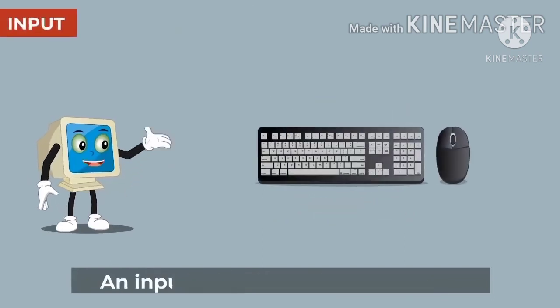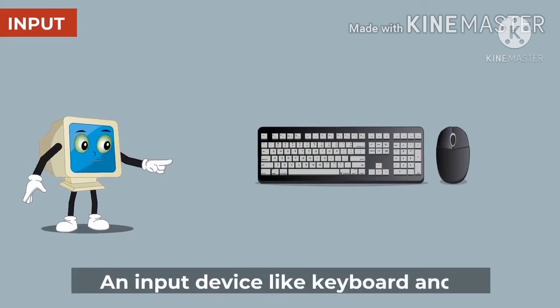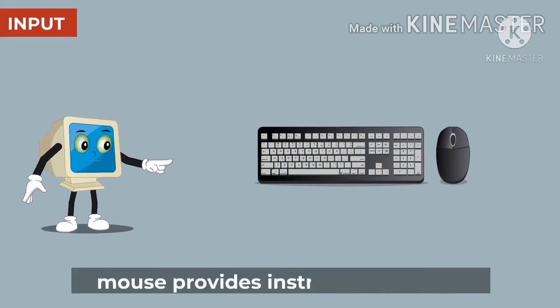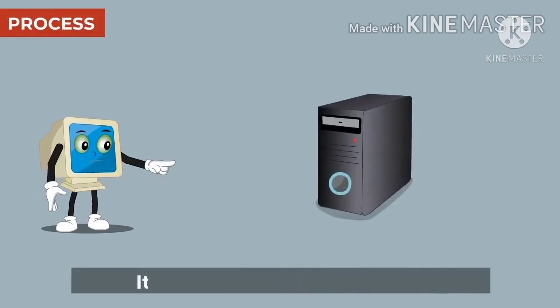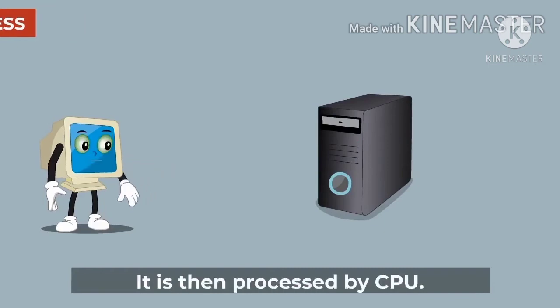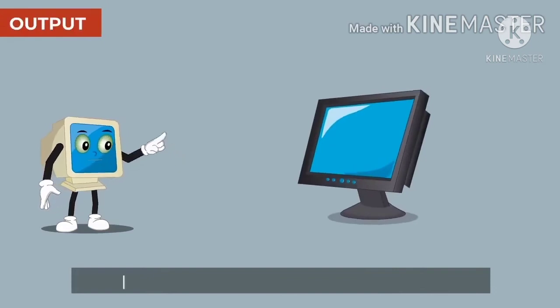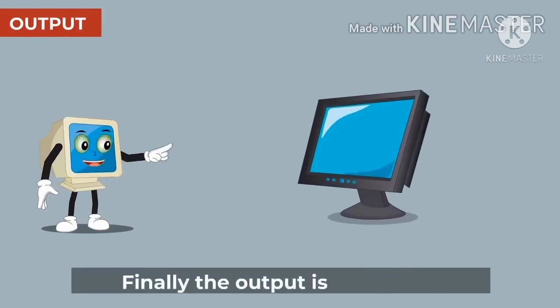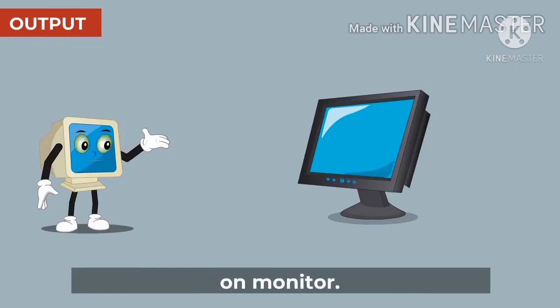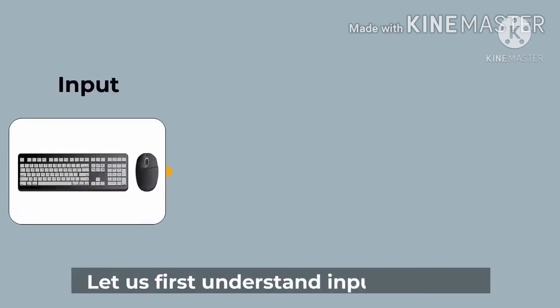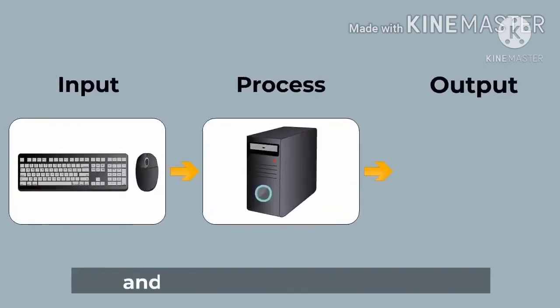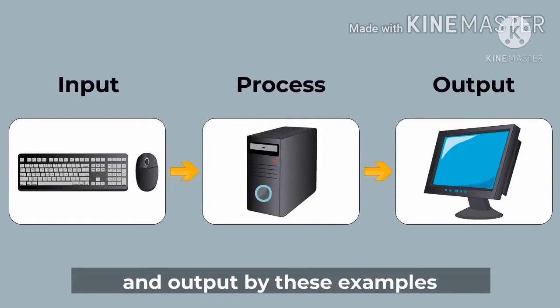Input. An input device like a keyboard and mouse provides instructions to the computer. Process. It is then processed by the CPU. Output. Finally, the output is displayed on the monitor. Let us first understand input, process, and output by these examples.